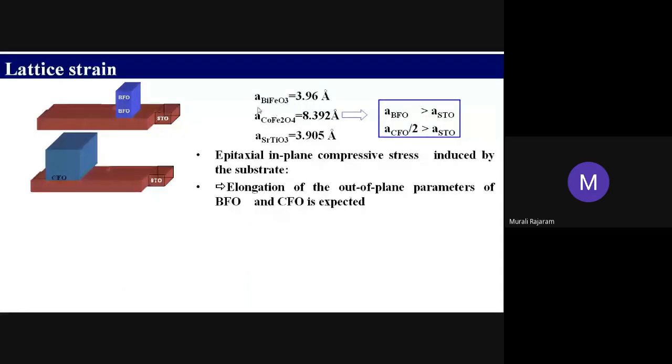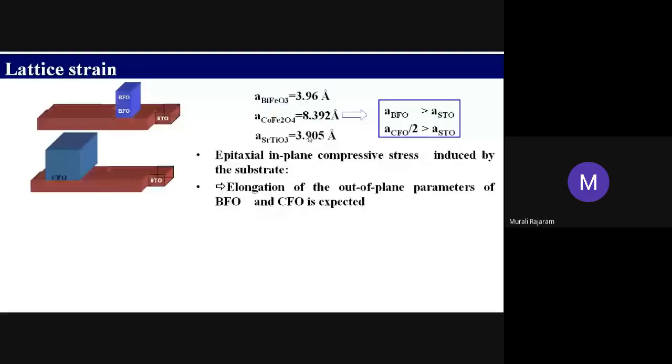So you see the lattice parameter of perovskite bismuth ferrite is larger than the lattice parameter of the substrate. So if this wants to grow epitaxially, there should be in-plane compression. So in plane, this 3.96 should come to 3.90.